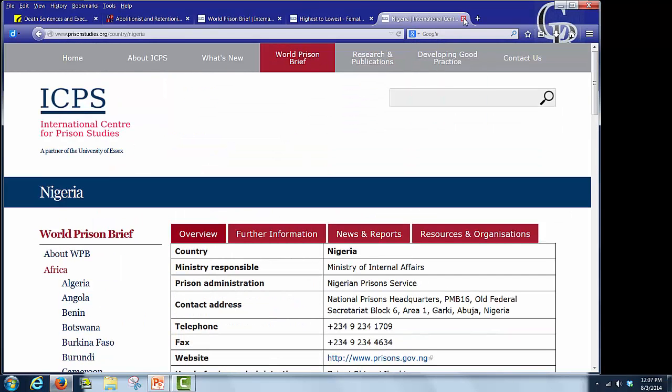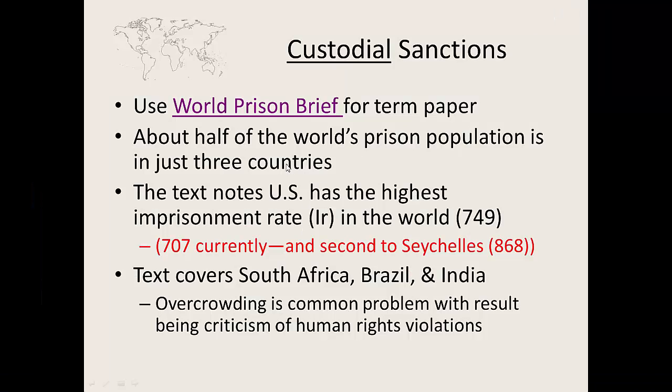So a very useful report that I would encourage you to take a look at as you are preparing your papers, if corrections happens to be one of the topics you're going to be using in your paper. You could, if you wanted to, also use it as just as you're describing your individual country as a basic paragraph description of their correction system as well. About half the world's prison population is in just 3 countries.